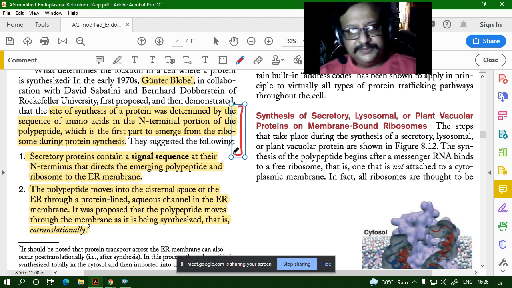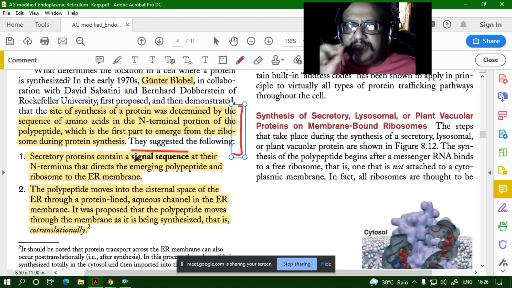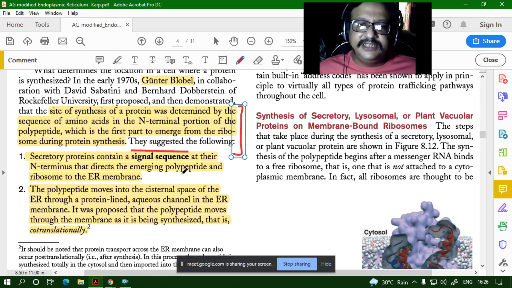So what happens is that the N-terminal portion of the polypeptide is the first to come out from the ribosome when it is synthesized. And it contains a small protein sequence known as the signal sequence. A sequence of many amino acids joined together forms a polypeptide or protein. So they form a small sequence known as the signal sequence.